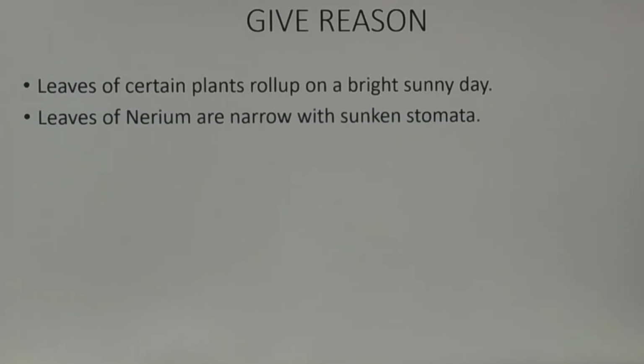Leaves of Nerium are narrow with sunken stomata. So narrow leaves and sunken stomata are adaptations of leaves to reduce transpiration. Narrow leaves means there is reduced surface area, so the number of stomata will be less, and as a result the rate of transpiration will be less. Sunken stomata: the stomata are not exposed but remain sunken, and so the rate of transpiration is again low. So narrow leaves and sunken stomata are adaptations made by the plant to reduce transpiration.